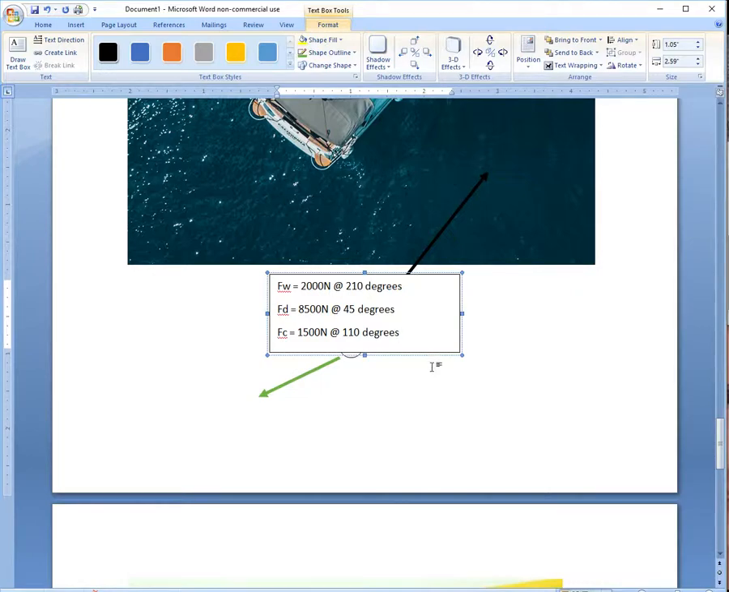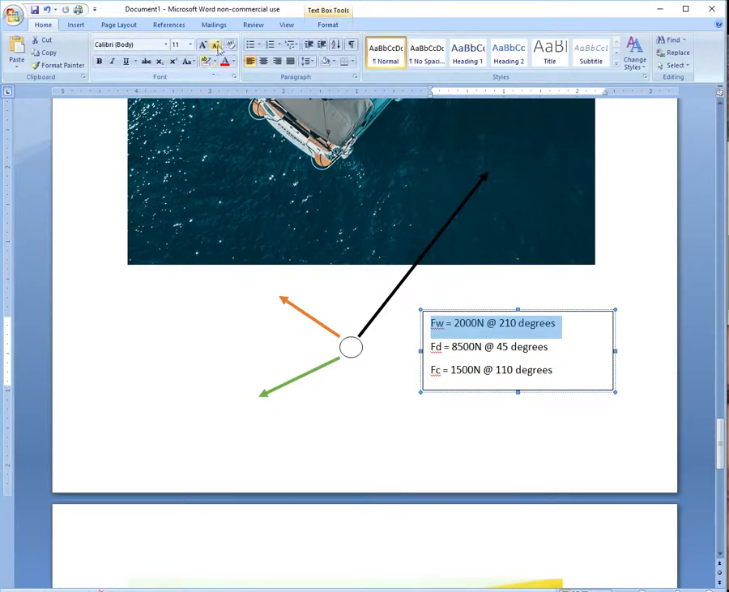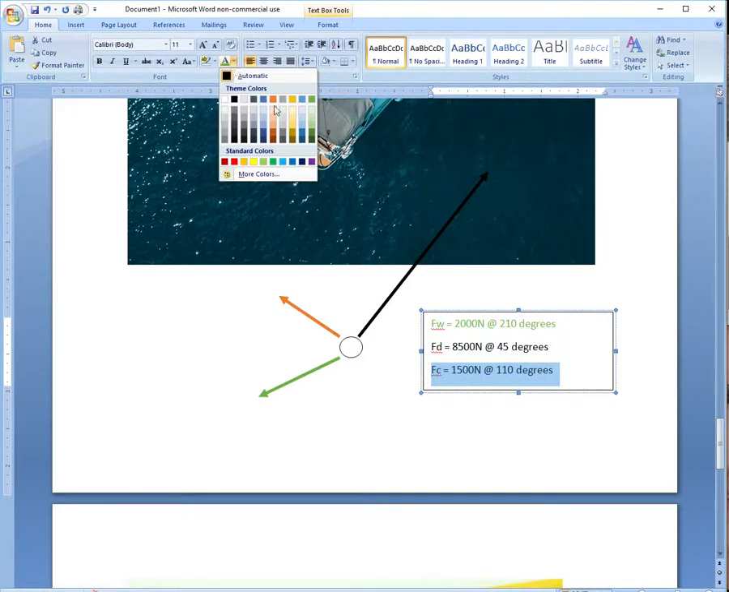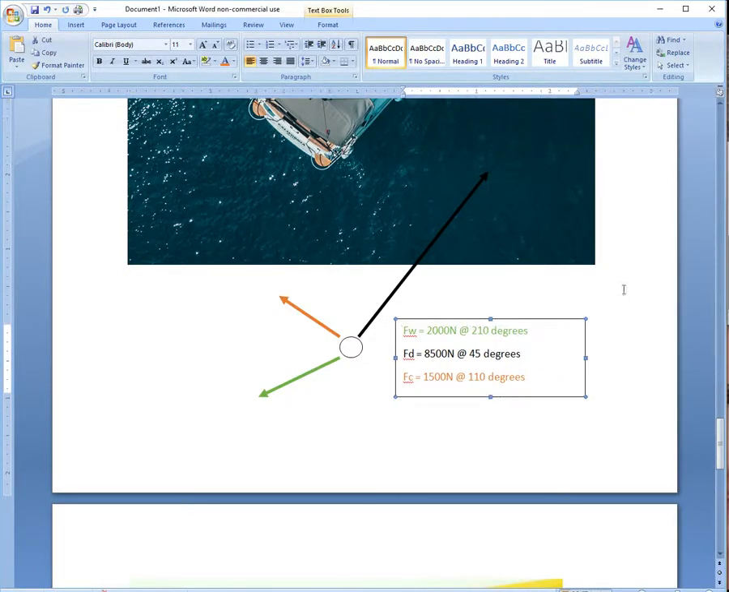Okay. I'm going to color coordinate these lines so that it's easier to see. So 210 degrees has to be the green line. Can I make the word a different color? Okay, 210 is green, and then the 45 degrees has to be black, and therefore the 110 degrees has to be the orange color. Awesome. So if we are given this information and we have drawn our free body diagram accordingly, what is our resulting vector?